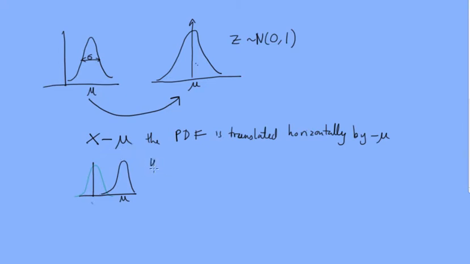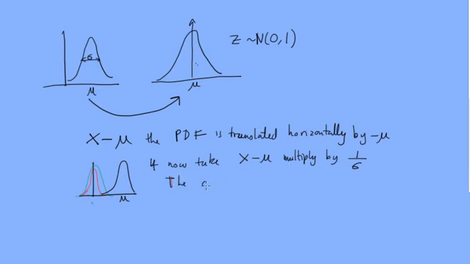So if we now take x minus mu and multiply by 1 over sigma, then we are going to change it so that, I'll change the colour again. So now the sigma is 1.